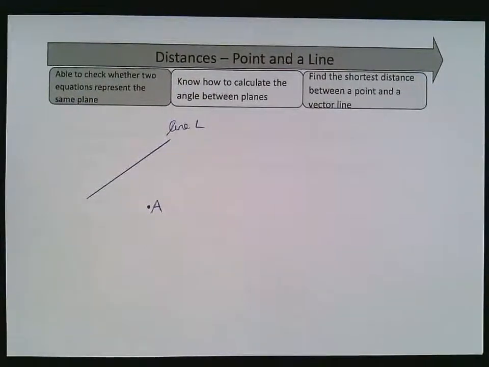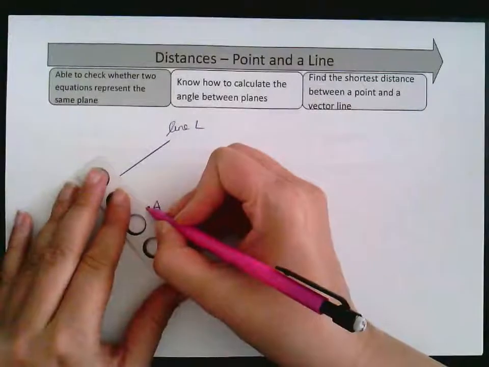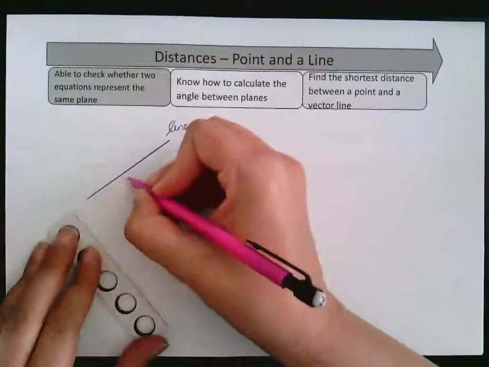Hello everyone, in this video I'm going to show you how to find the shortest distance between a point and a vector line. Now a little bit of theory before we start. Whenever you have a line and a point, the first thing you need to know is that the shortest distance will always meet the line at 90 degrees.